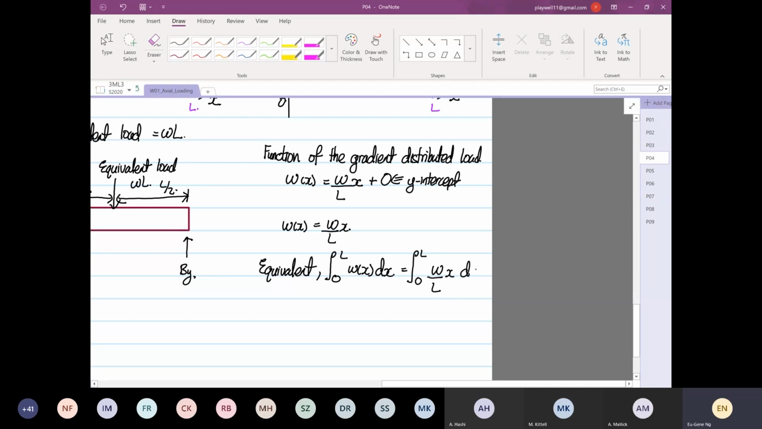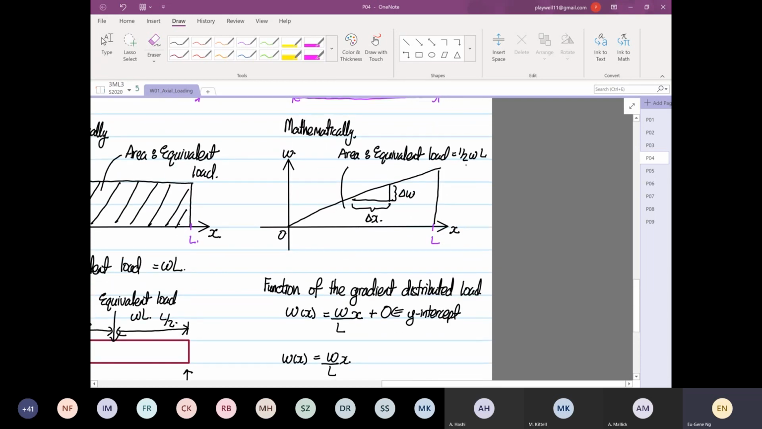So this will be equal to omega x squared divided by 2L, and then we integrate between 0 to L. So this will be equal to omega L squared divided by 2L. So you cancel. So this is equal to omega L over 2. So I'd like to draw your attention. This is exactly the same as this. Okay.